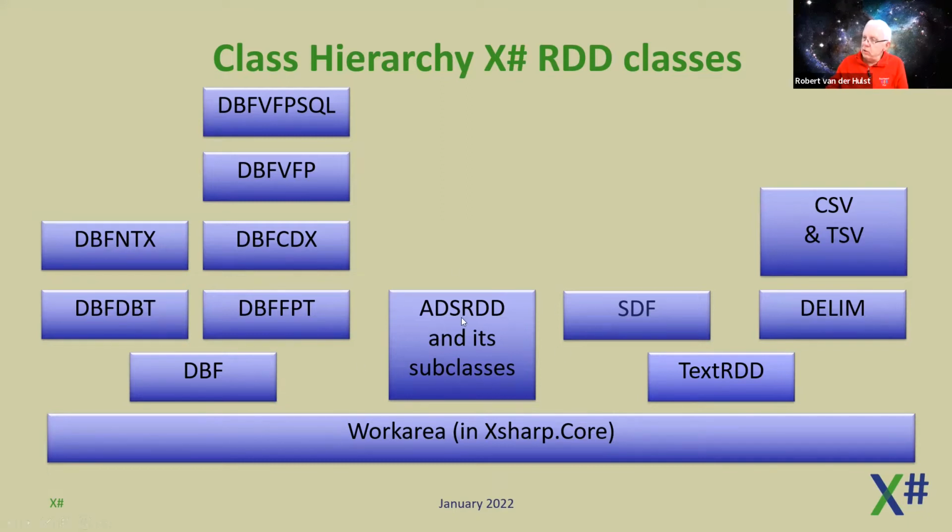In the middle, which is now one block, we have a whole bunch of ADS, Advanced Data Server, RDDs. And on the right-hand side, we have a smaller family of text RDDs for reading and writing SDF files or DELIM. And we have created an extension to DELIM, which was the original Clipper format. And we added comma-separated values and tab-separated values as formats. The biggest difference between DELIM and these other two formats is that these two formats have a header. So we're writing the header with the field names, which, if you import a CSV into Excel, you would like to have a row with field names, and this takes care of that.